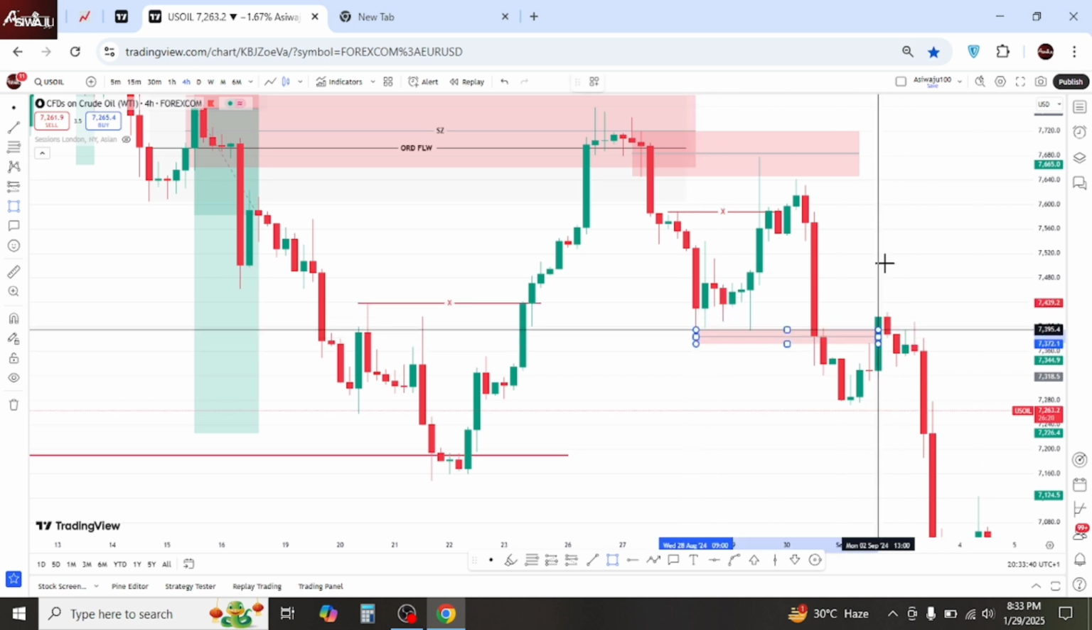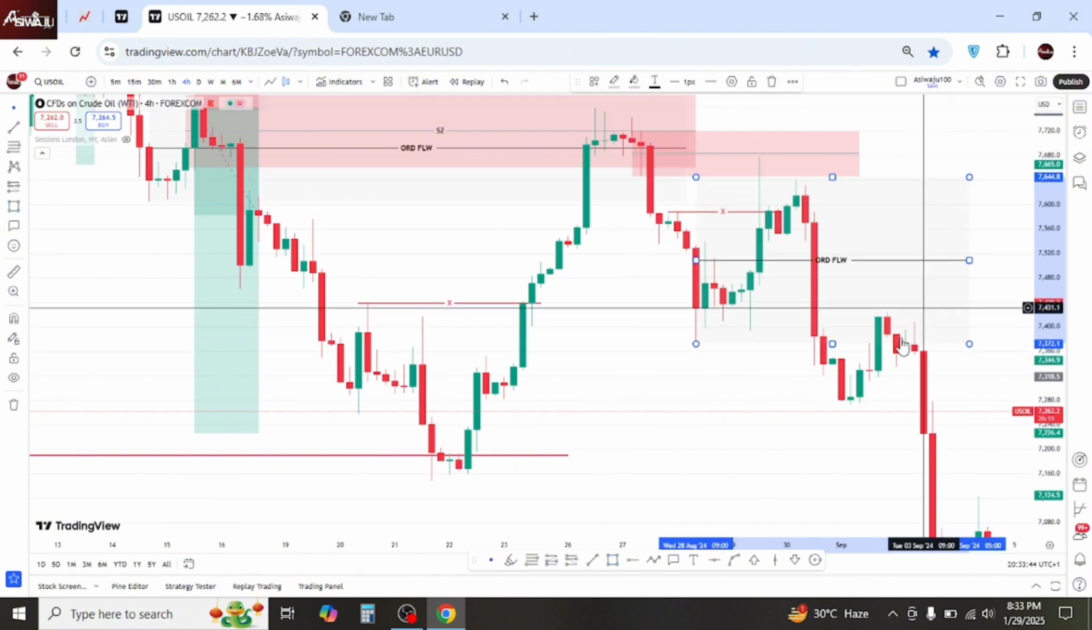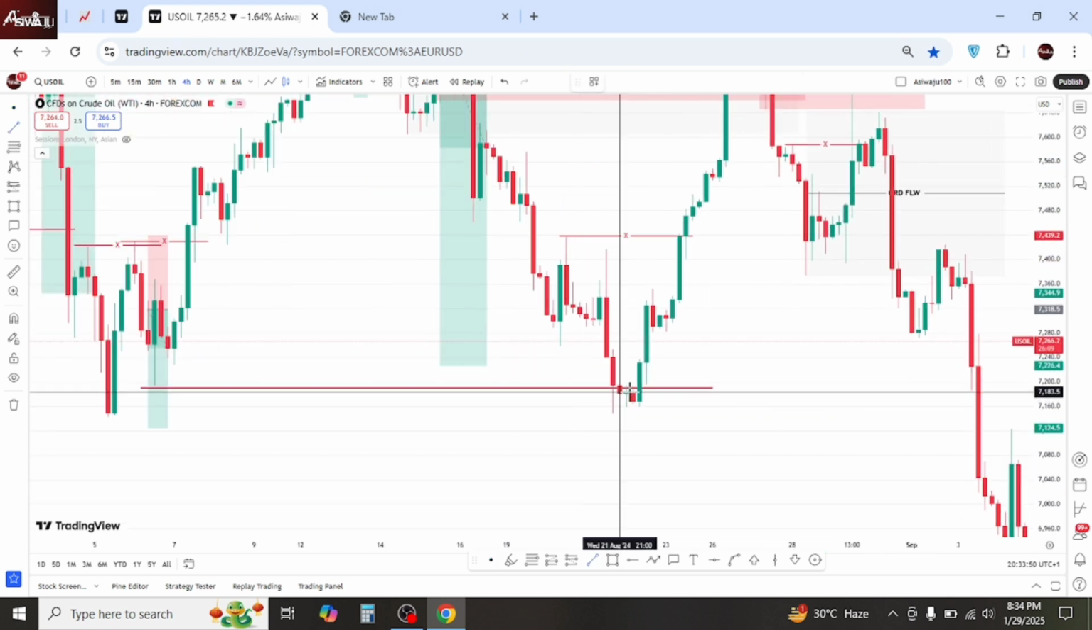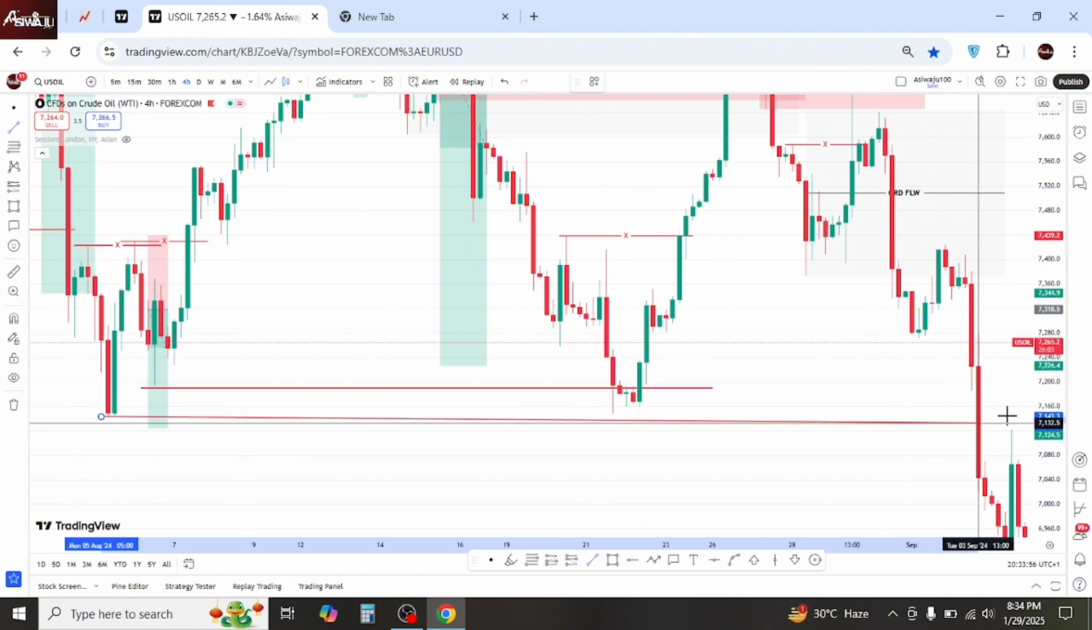So immediately price comes back inside of this order flow. What happened? Price just mitigated this order flow, and what happened? Price went down to the downside, and at the end, broke this structure. Yeah, this previous structure, which is the main structure.